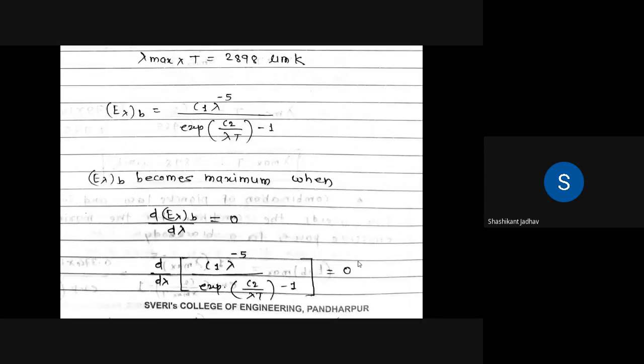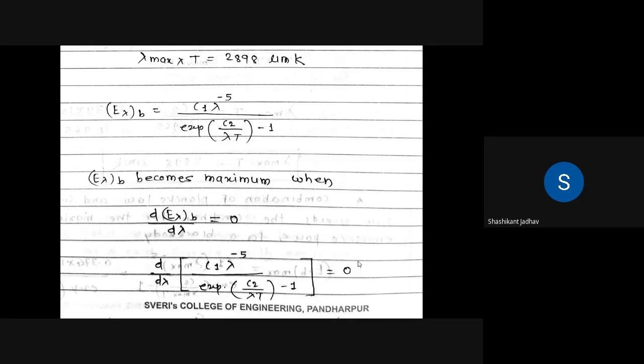Okay. So write down the next statement: lambda max into T. What is the value of that constant? That is 2898 micrometer Kelvin. What is the value of the constant? 2898 micrometer Kelvin.